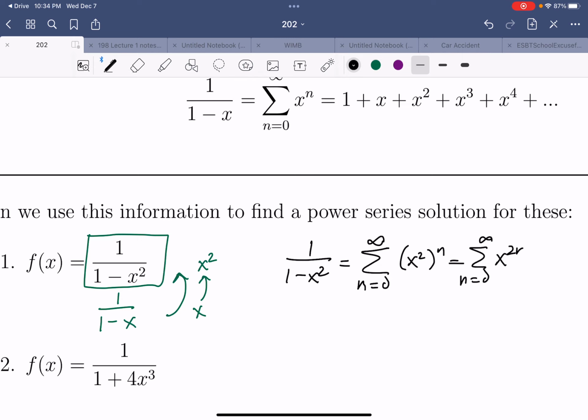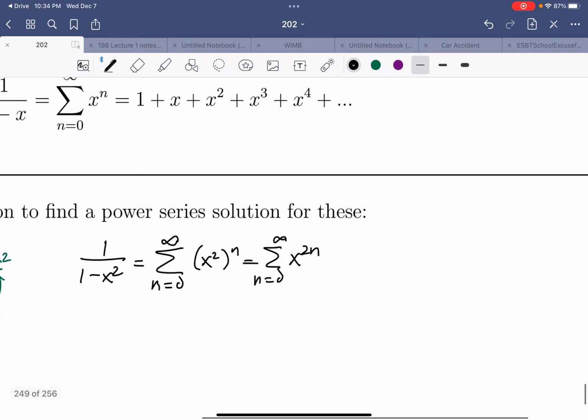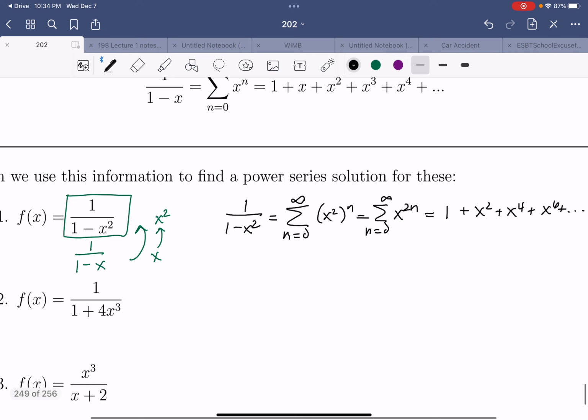which is the sum n equals 0 to infinity of x to the 2n. So that's a series, and if we write out the first few terms, if you plug in 0, that's still 1. If you plug in 1, now you get x squared. If you plug in 2, you get x to the 4th. And so what happens is you're getting even powers only. That's what happens when I square things, right? So that's how we would get that one. The idea is, how can we adjust the series that we have, knowing that 1 over 1 minus x is equal to the sum of x to the n?